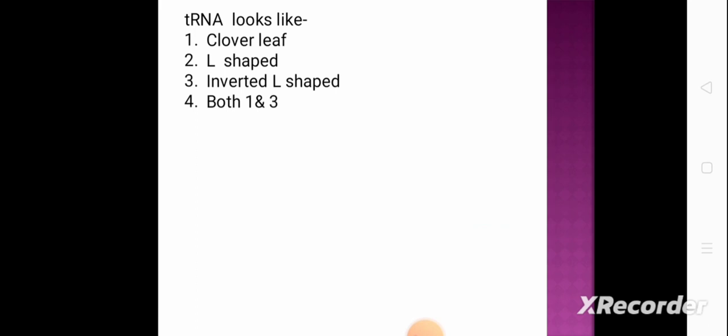Next question. tRNA looks like option 1, clover leaf; option 2, L-shaped; option 3, inverted L-shaped; and option 4, both 1 and 3. And the correct answer is option 4, that is both 1 and 3. That is, tRNA looks like a clover leaf structure and an inverted L-shaped structure.